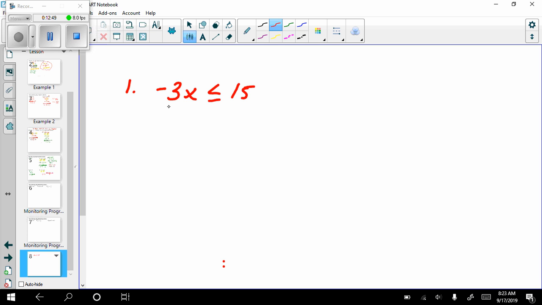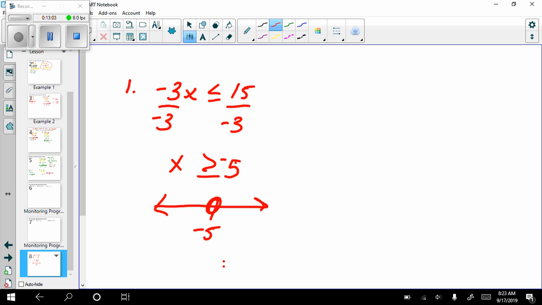Okay, and you had to divide by a negative 3, so flip the sign. This is going to be x is greater than or equal to negative 5. Okay, so there's your negative 5, closed circle, and we're doing greater than or equal to. All right, thank you, and move on to the next assignment, which is Big Ideas Practice.